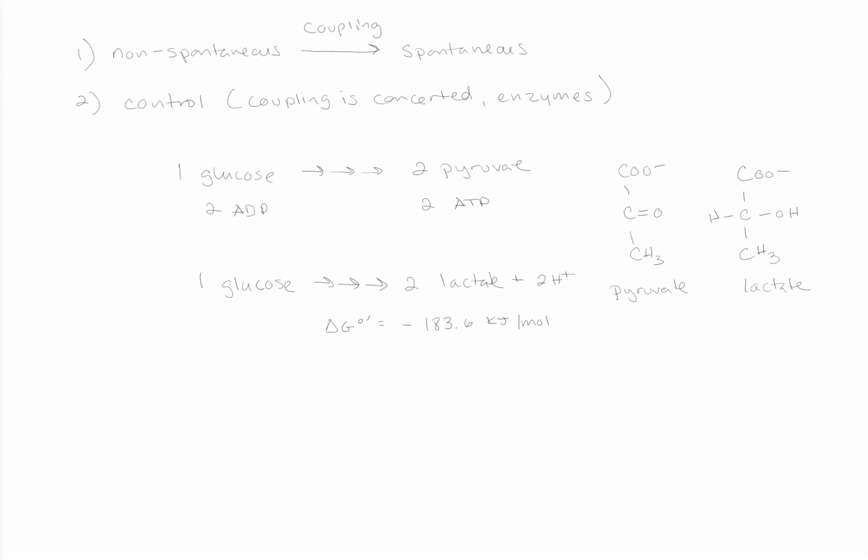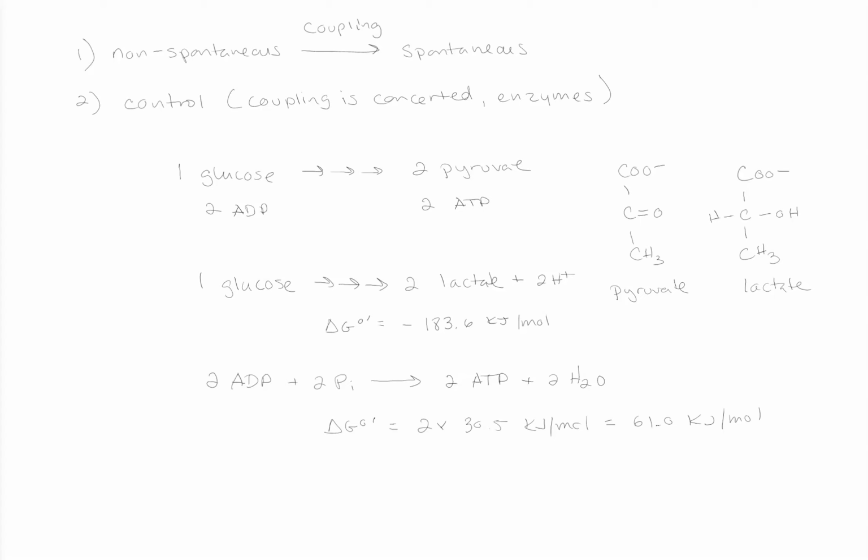Now, the production of 2 molecules of ATP requires energy. So if you have 2 ADP plus your 2 phosphates, and this gets combined to form ATP and water, the delta G for this is going to be 2 times 30.5 kilojoules per mole, which is about 61 kilojoules per mole.